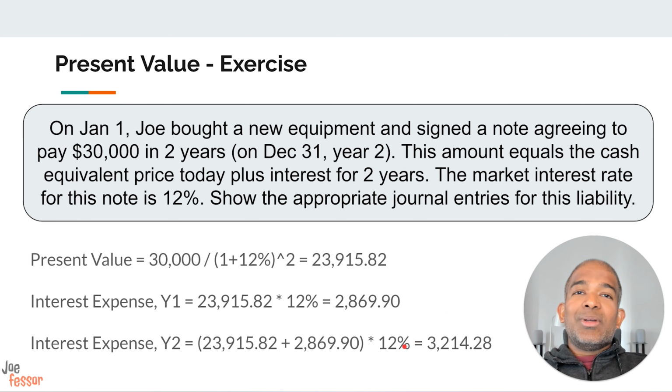Using this present value, let's calculate the interest expense for the 2 years because we'll be using this in our journal entries. So interest expense for year 1 is the present value, which is $23,915.82 multiplied by 12%. So that would give you the interest expense for the first year. But when we have to calculate the interest expense for year 2, we have to add the interest expense from year 1 to our present value before we take 12% of the total. Why do we do that? Because that's how compounding works, right? And hence, interest expense for year 2 is higher than the interest expense for year 1.